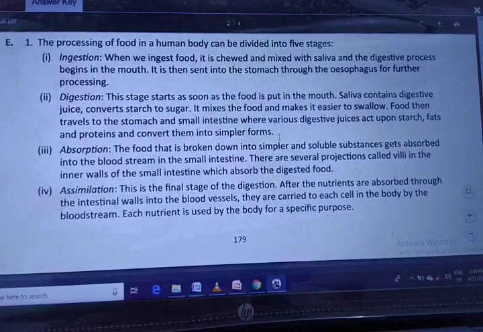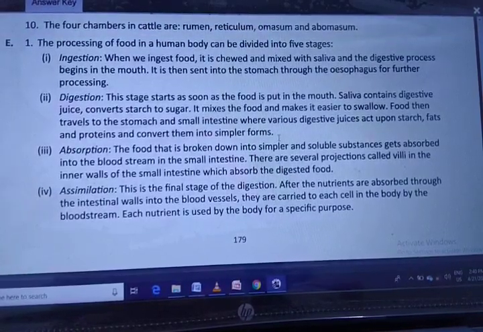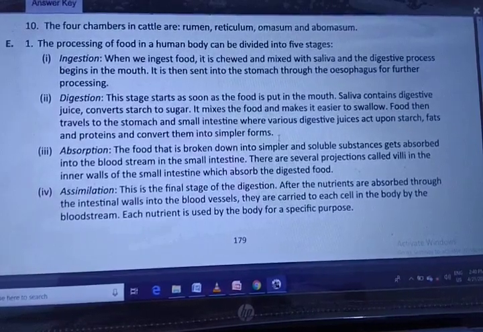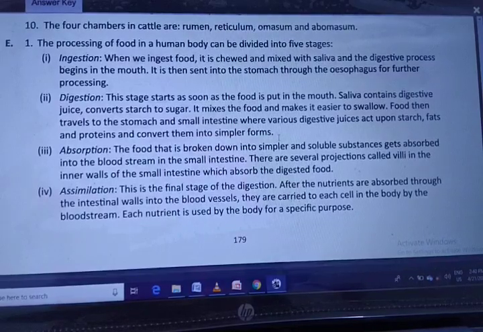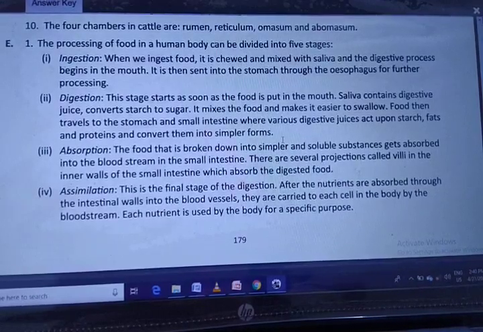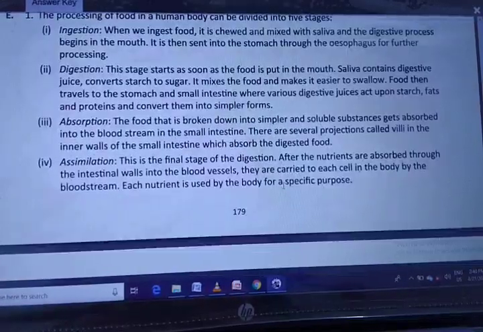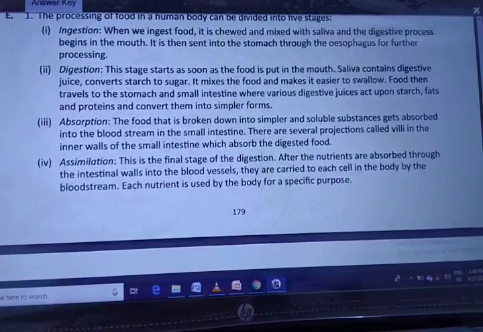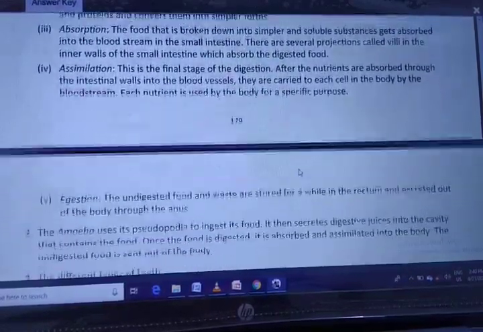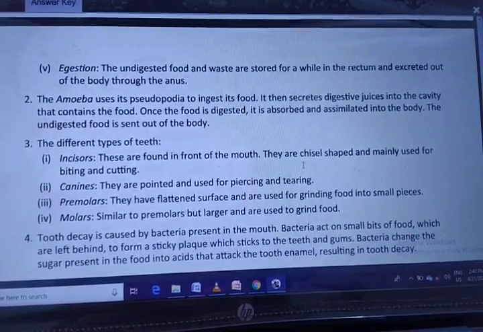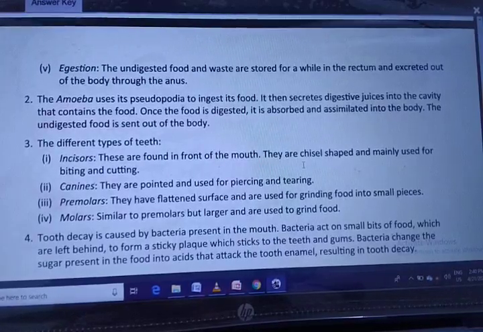Third one is absorption. The food that is broken down into simpler and soluble substances gets absorbed into the bloodstream. In the small intestine, there are several projections called villi in the inner walls which absorb the digested food. Assimilation, this is the final stage of digestion. After the nutrients are absorbed through the intestinal walls into the blood vessels, they are carried to each cell in the body by the bloodstream. Each nutrient is used by the body for a specific purpose. In the last, egestion, the undigested food and the waste are stored for a while in the rectum and excreted out of the body through the anus.